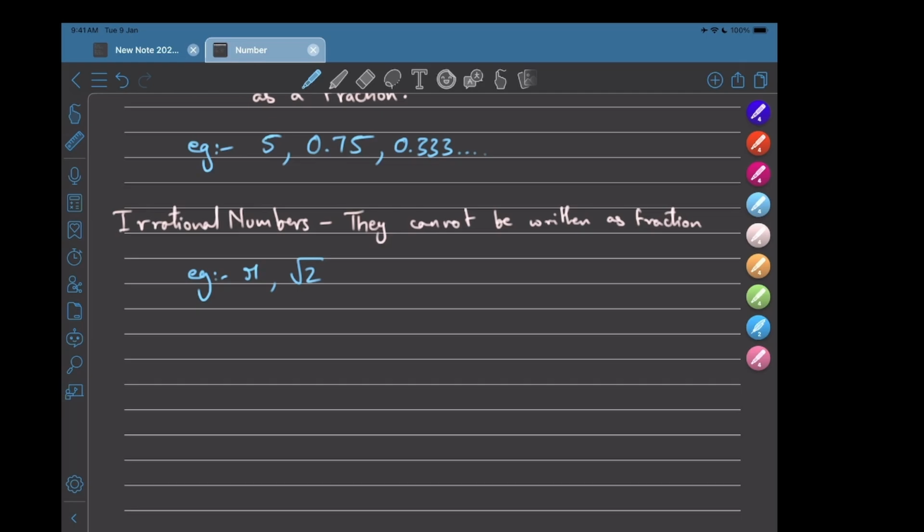Basically, something that can be written as a fraction is rational, and something that cannot be written as a fraction is irrational. Now another scenario: let's say the question asks you, is square root of 9 an irrational value? You say no, it is not an irrational value, because if you simplify square root of 9 you get 3. 3 is a rational number, because 3 can be written as 3 divided by 1, and you get a rational number.